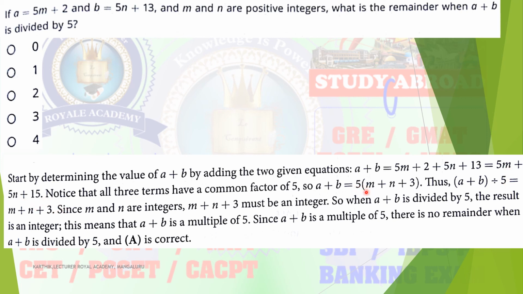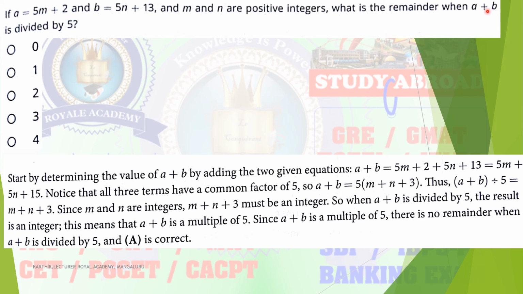Here common is 5. I take 5 common outside, then the remaining is m plus n plus 3, because 15 divided by 5 is 3. So m plus n plus 3. Then when a plus b is divided by 5, you get the answer m plus n plus 3. This must be an integer only, because m and n are positive integers, so positive integer plus 3 gives an integer only.